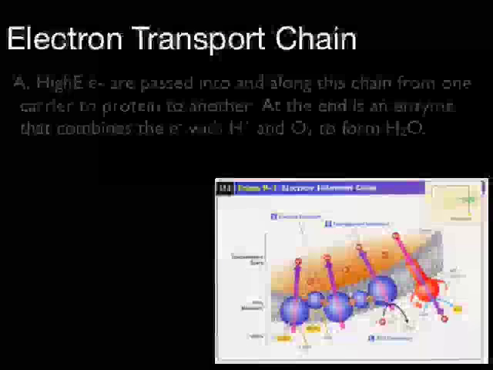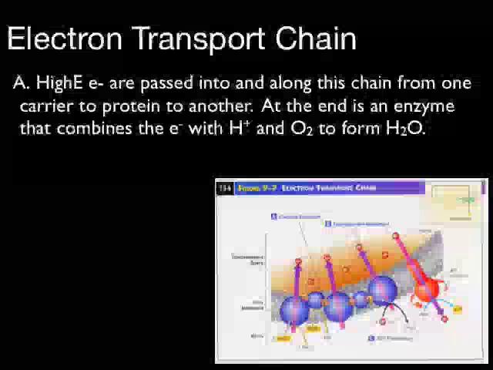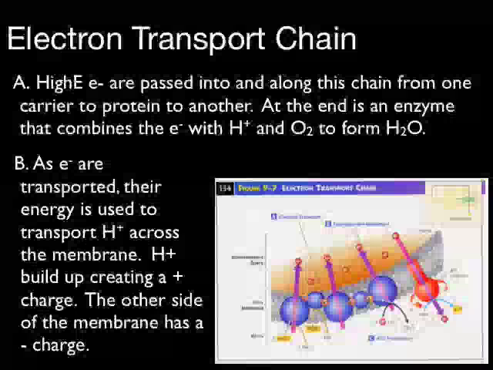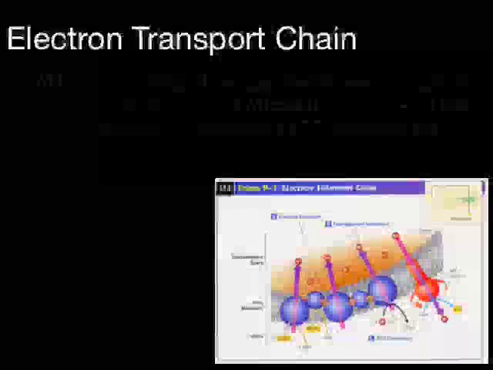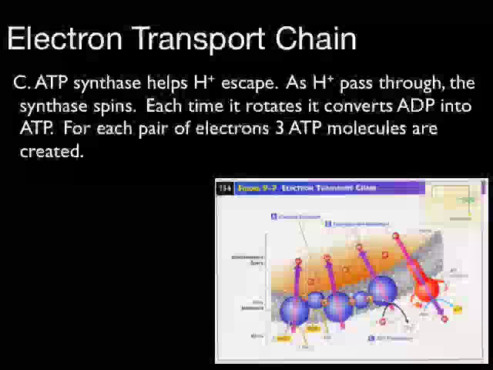During the electron transport chain, high-energy electrons are passed into and along this chain from one carrier protein to another. At the end of this protein chain is an enzyme that combines the high-energy electrons with hydrogen ions and oxygen to form water, H2O. As the electrons are being transported, their energy is used to transport hydrogen ions across the membrane of the mitochondria, where hydrogen ions can build up, creating a positive charge. The other side of the membrane, therefore, will have a negative charge. And as we've discussed many times, opposite charges will attract.